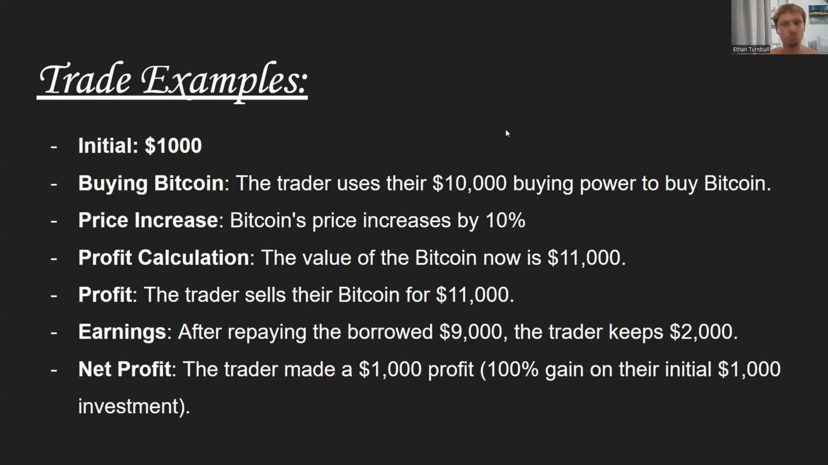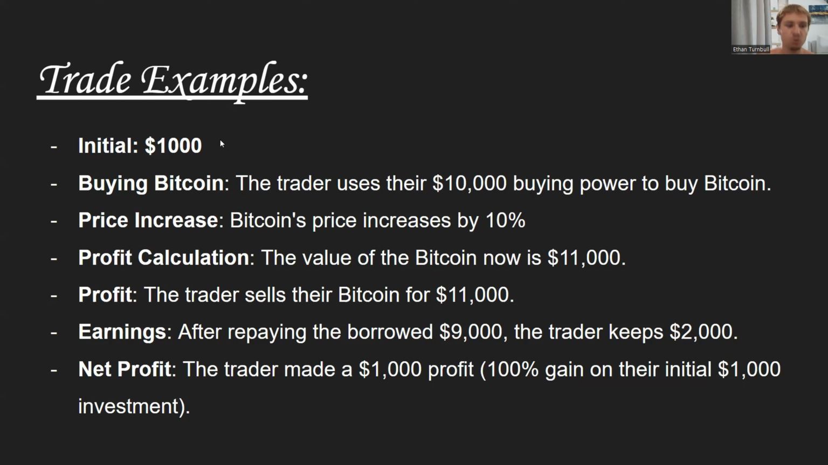You can screenshot it, write it down, whatever. But this is just playing with round numbers here. So your initial investment is $1,000. You're buying Bitcoin. The trader uses 10 grand worth of buying power to buy the Bitcoin, right? Because you're using 10x leverage. So this is a 1 to 10 example, right?